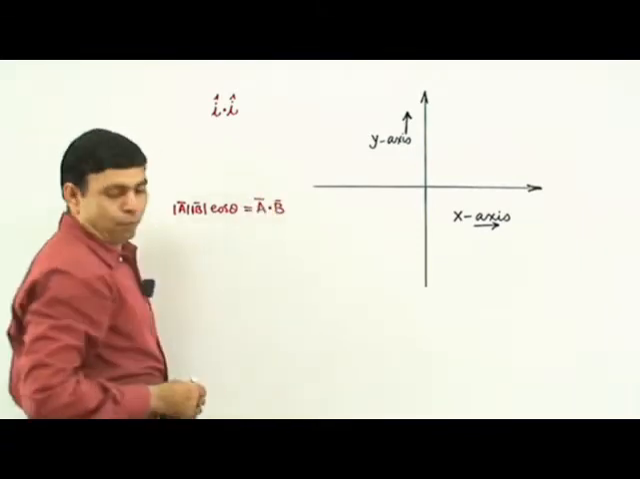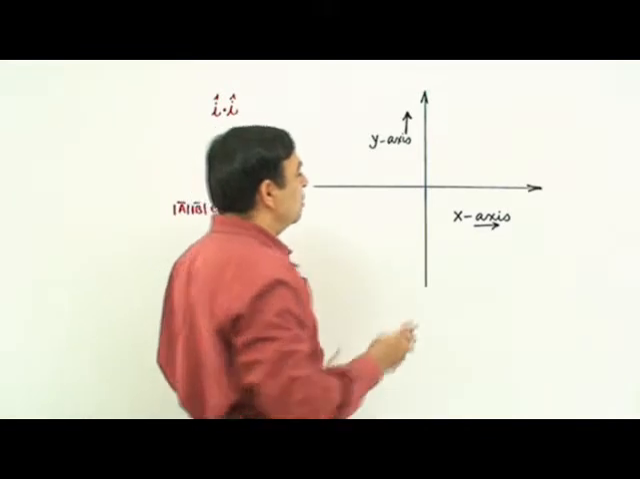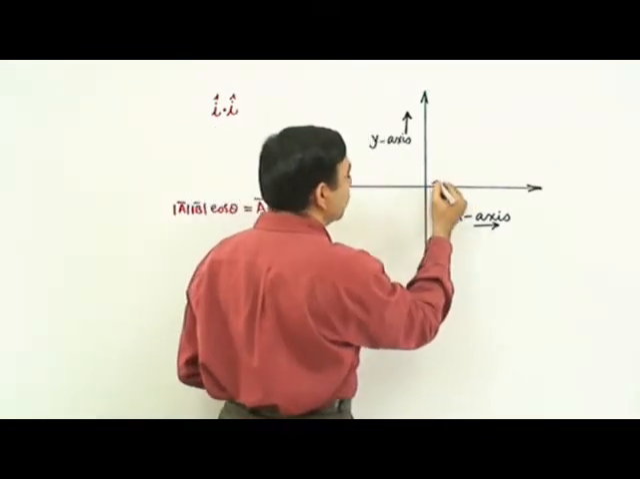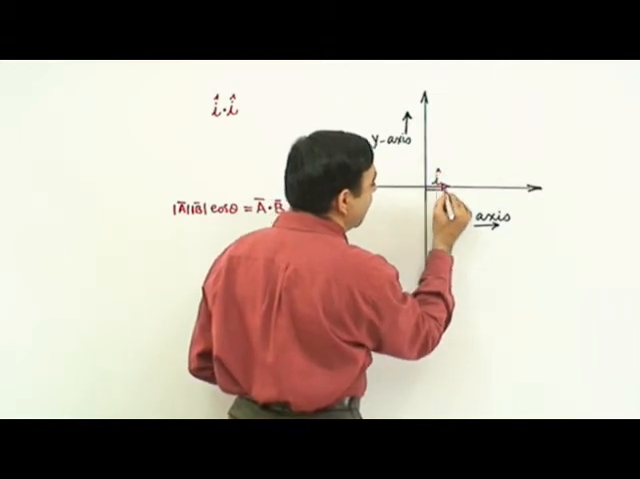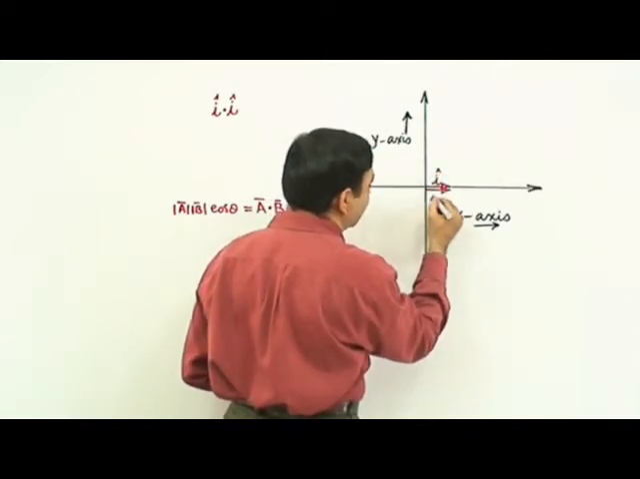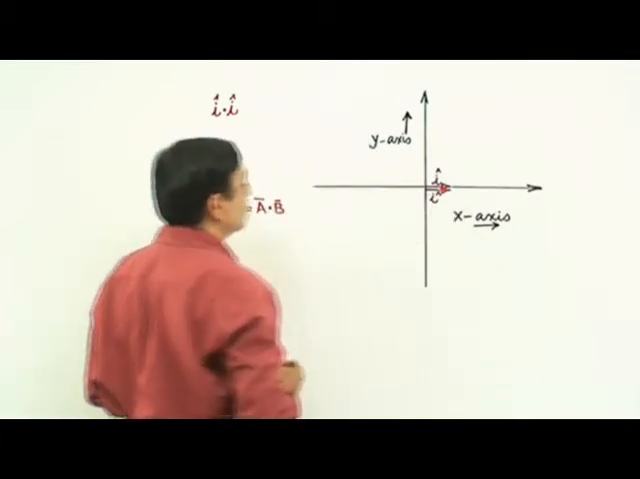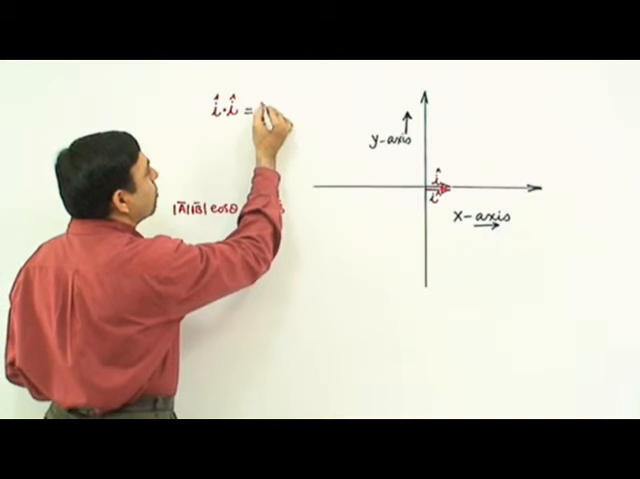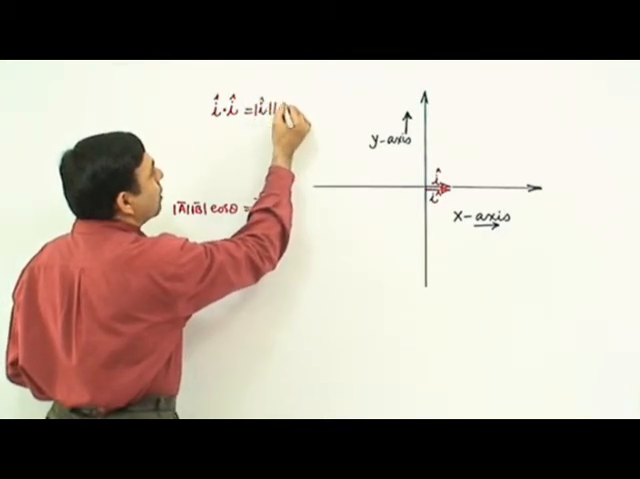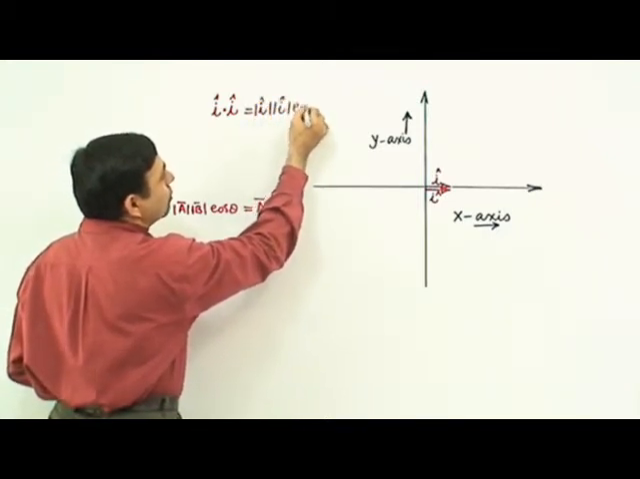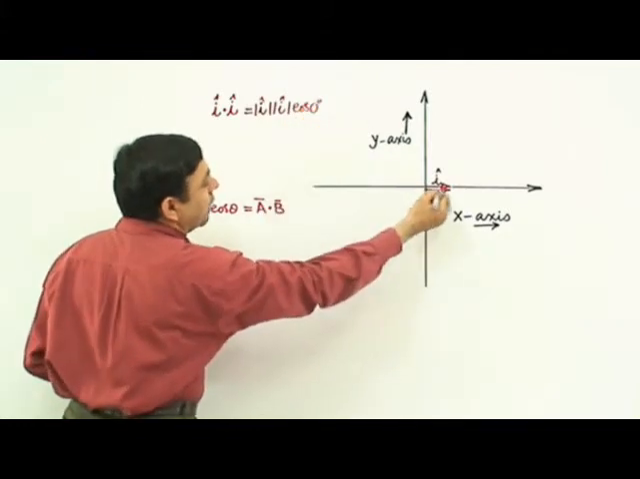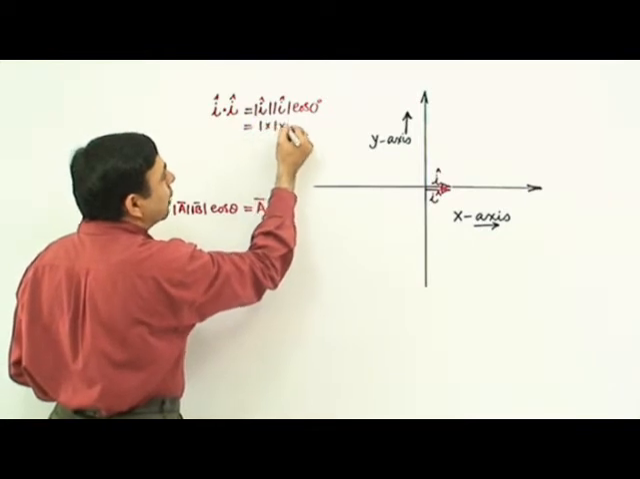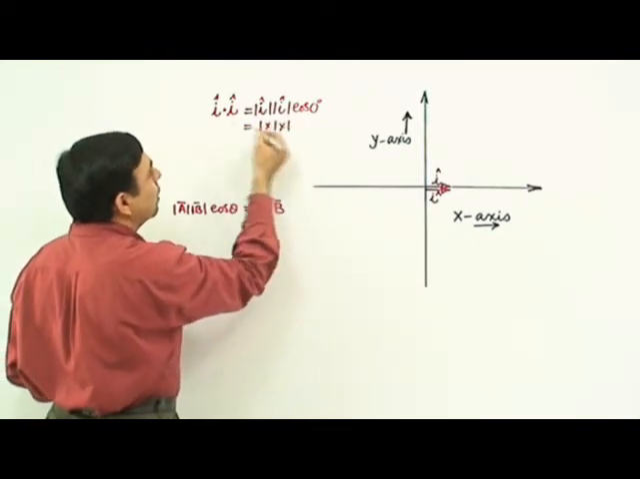Now you all know i is a unit vector along the positive x direction. So the angle between this i and another i is obviously 0 because they are parallel vectors. In fact, they are equal vectors. Now i dot i will be mod i mod i cos 0, because the angle between i and i is 0 degrees. i is a unit vector, so mod i is 1 and cos 0 is also 1. So i dot i is 1.